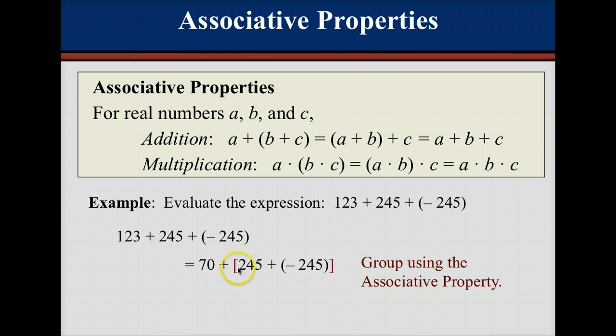Notice we put grouping symbols around 245 and a positive 245 and a negative 245. So we're going to group these using the associative property. Also notice we're changing their grouping. So our answer is 70.